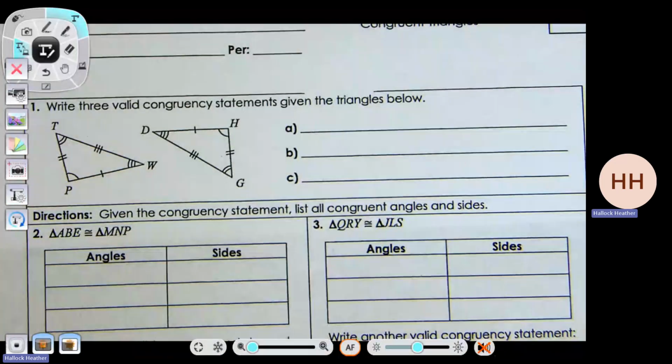So 459, we're going to start with the top part, which we're going to do number 1, we'll do number 2, and then number 6. Okay. So for number 1, it says write 3 valid congruency statements for the given triangles.